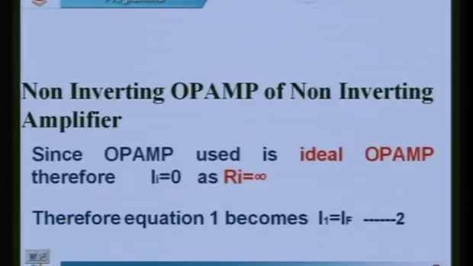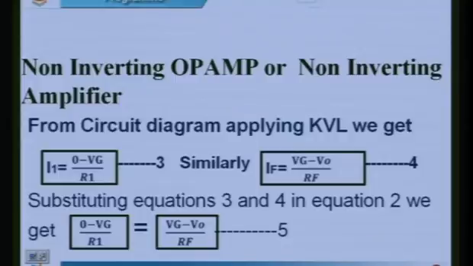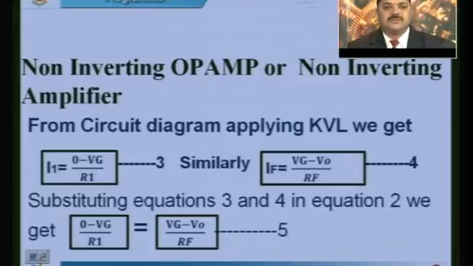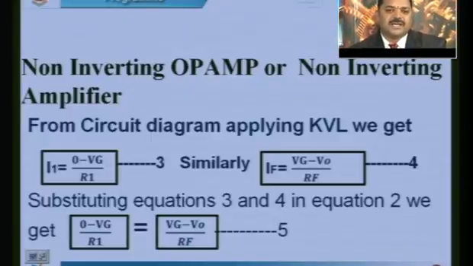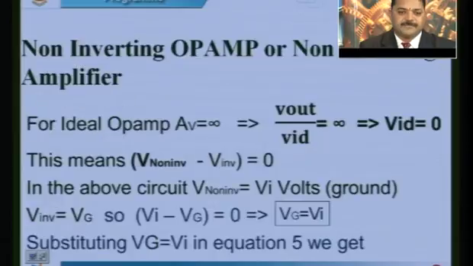Since the op amp used is an ideal op amp, II is 0 as Ri is infinity. Therefore, equation 1 becomes I1 is equal to If, that is equation 2. Now, from the circuit diagram, applying KVL, we get I1 as 0 minus Vg by R1, which we call equation 3. Similarly, If is equal to Vg minus V naught by Rf. Substituting 3 and 4 in equation 2, we get 0 minus Vg by R1 is equal to Vg minus V naught by Rf, that is equation 5.